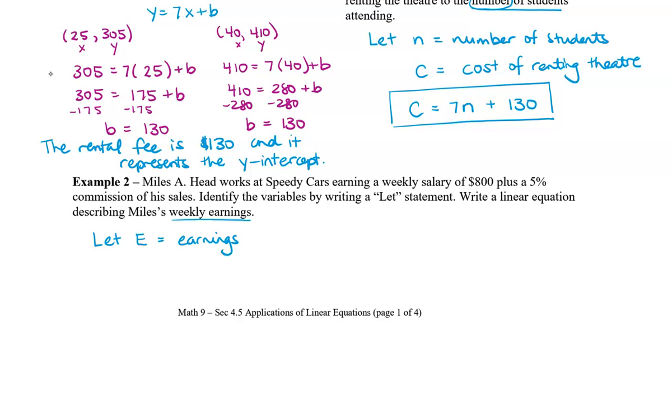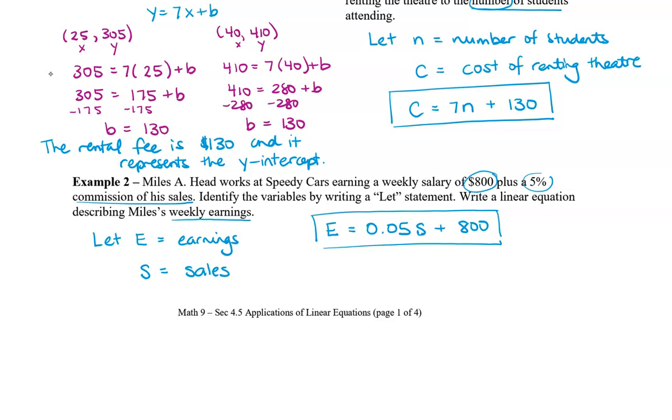And then what does his earnings depend on? Well, his earnings depend on his sales plus the weekly salary. So he has a weekly salary of $800 plus he has a 5% commission of his sales. So we're going to say S is the sales amount. Now we can say that his earnings, E, is equal to 5% of his sales. Because we have a percent here, we need to change it to a decimal. So it'll be 0.05 times his sales, and then plus the $800. So no matter how much he sells, even if he sells nothing, he still makes the $800. So this is the linear equation to describe Miles's earnings.